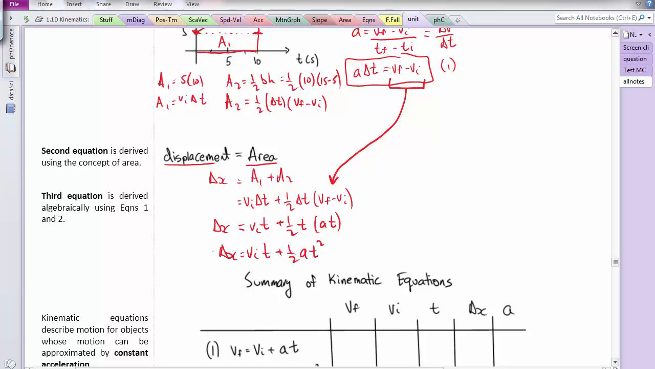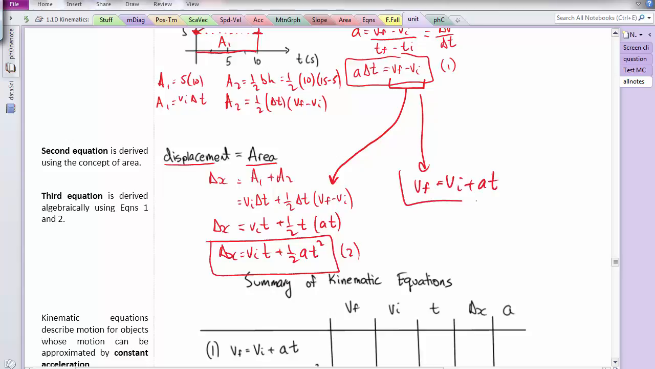And so this is our equation 2. And then sometimes we write equation 1 as VF is equal to VI plus AT. We're just rewriting this thing right here.